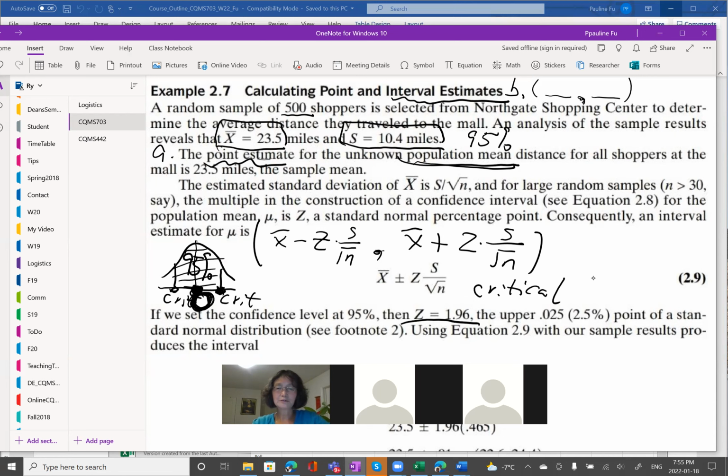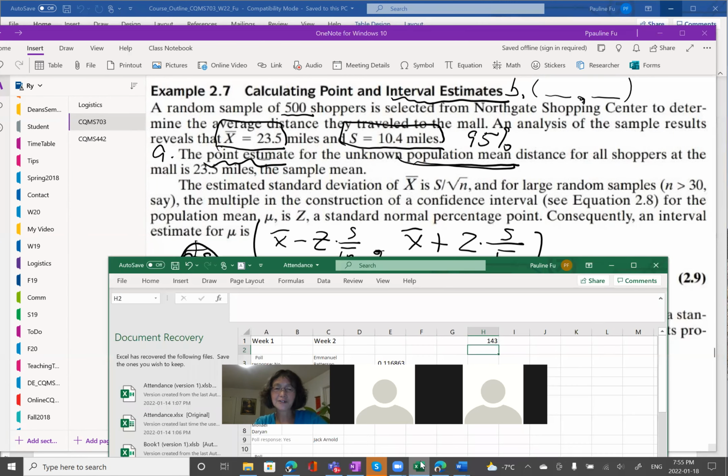To find that, you need this knowledge. Given a percentage confidence interval, how do you find this critical value? If you use the Casio calculator, go ahead and use it. But if not, everybody can access Excel, but not everybody has that calculator. So now I'm going to introduce the Excel method.